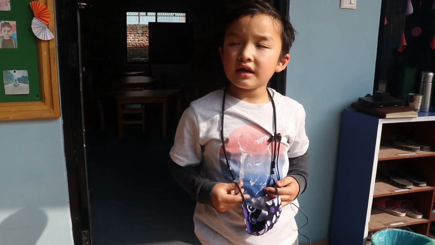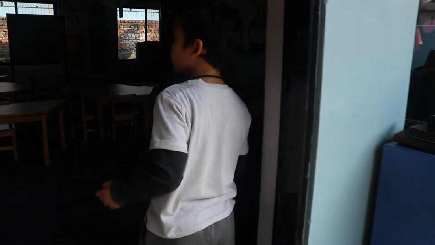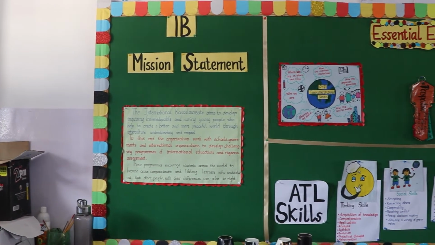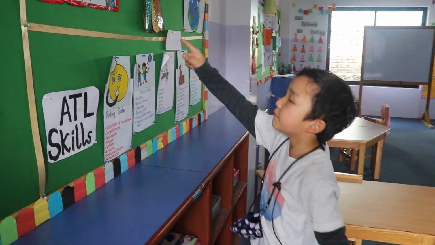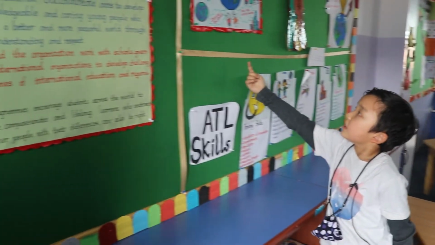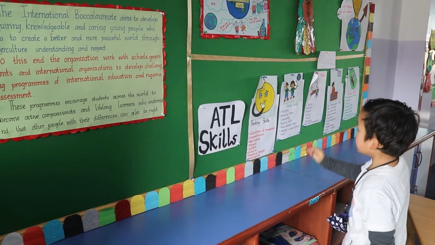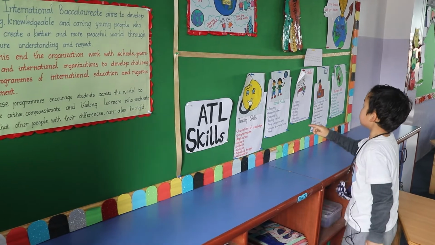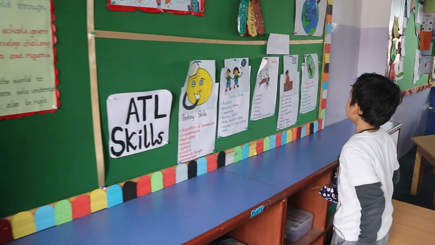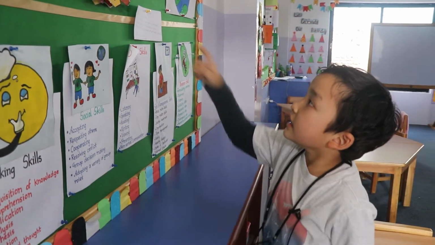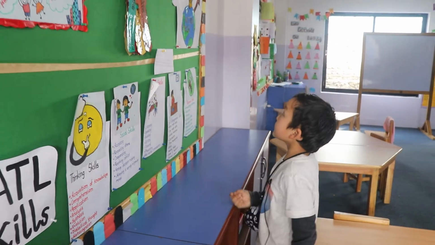Hello everyone, my name is Lobsang, and today I'm gonna show you my classroom. This is the IB mission statement, and this is the PYP transdisciplinary themes. These are the ATL skills like thinking skills, social skills, communication skills, self-management skills, research skills, and this is the key concept.